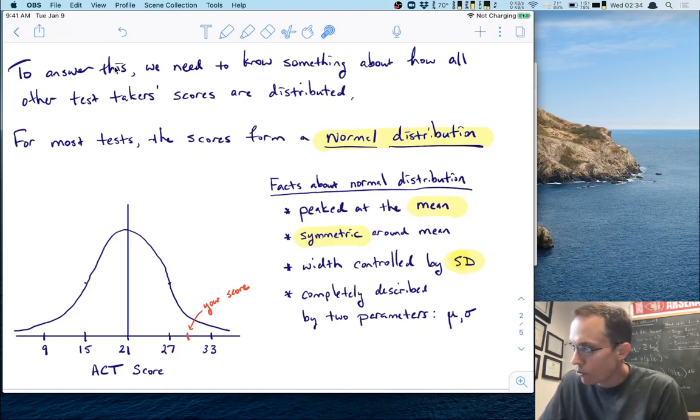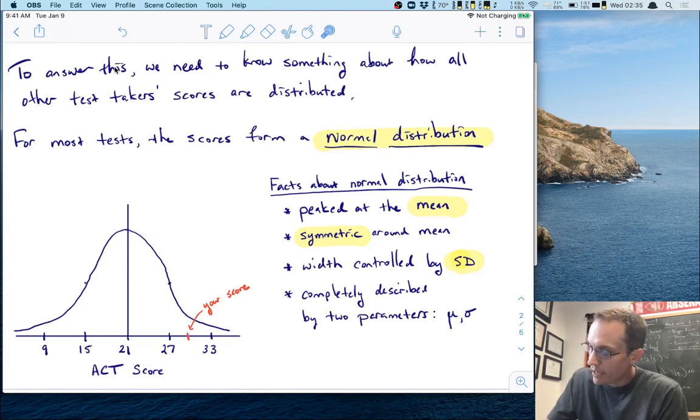First of all, the normal distribution is peaked at the mean. So since ACT scores have a mean of 21, that tells me that this curve is going to have its peak right here at 21. So this is the mean of this distribution. It's right in the middle. The other thing that I might note is that normal distributions are symmetric around the mean. That means that whatever shape it has on this side, so this slowly descending part here, is going to be reflected on this side. They are essentially mirror images of each other.